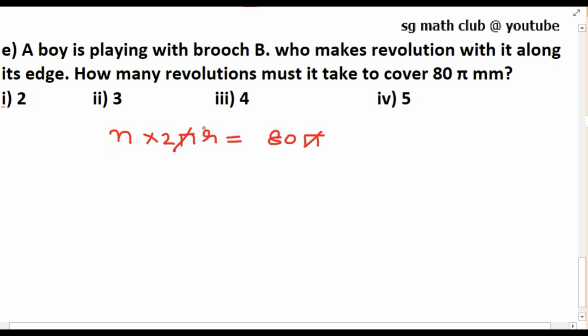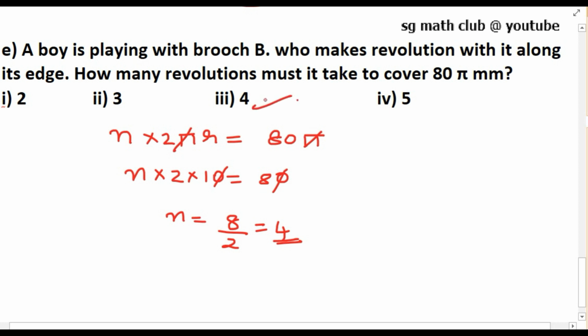We know the radius. The outer radius, just now we have seen, the silver radius is 7 and the outer part radius is 7 plus 3, 10. So n into 2 into 10 is equal to 80, and the value of n will be 8 by 2, equal to 4 revolutions. So the boy must have taken 4 revolutions to cover 80 pi millimeter. So this is the case study question.